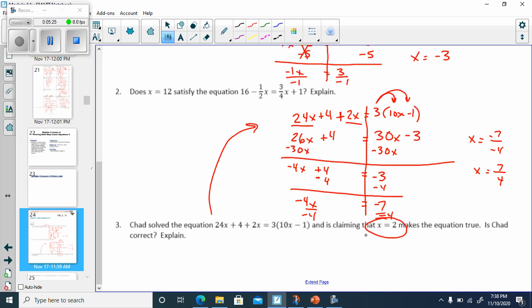That is not 2. Therefore, this is not correct. 2 is not the solution. So Chad is incorrect. How do I know? Because the solution is actually x is equal to 7/4.